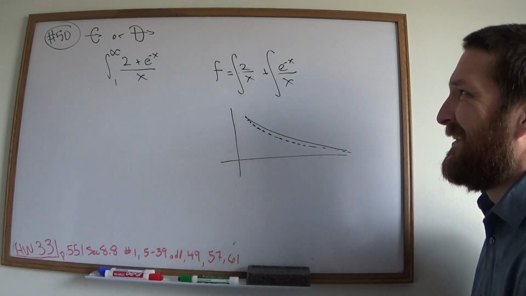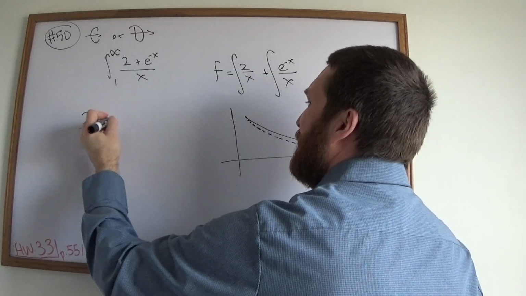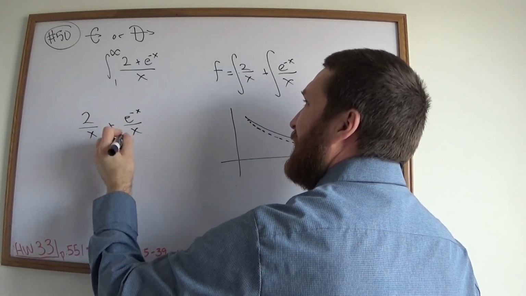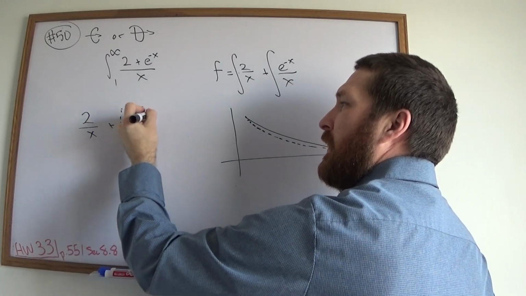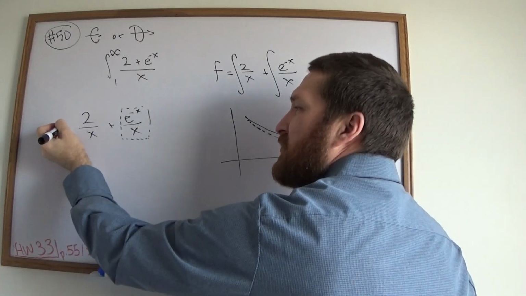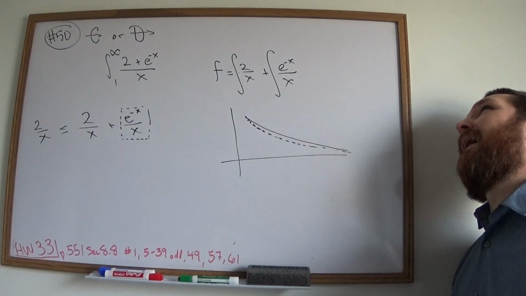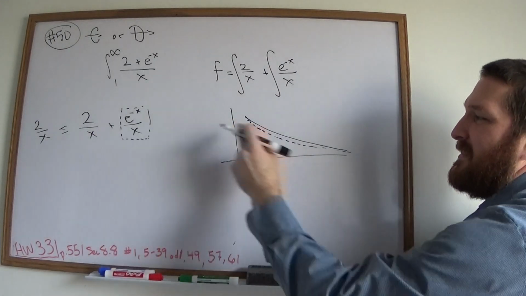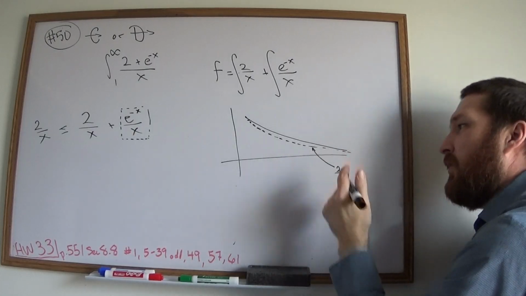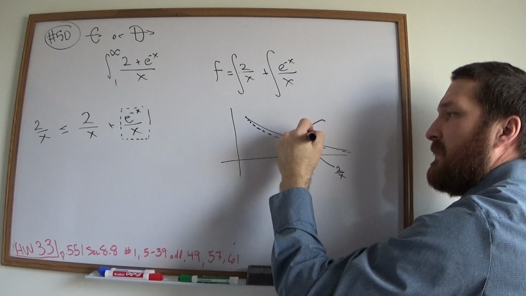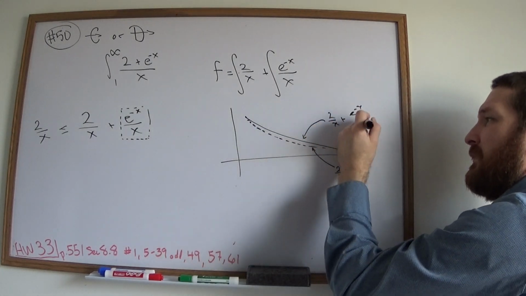And here's the thing. You can make this really hard on yourself, but watch this. When you're on 1 to infinity, is this always a positive number? Yes. So this thing is always bigger than or equal to this thing? Yeah, okay. And so that's the thing I'm going to use. I'm going to say, well then 2 over x is always less on this interval, and that's where it gets tricky, than 2 over x plus e to the negative x over x.